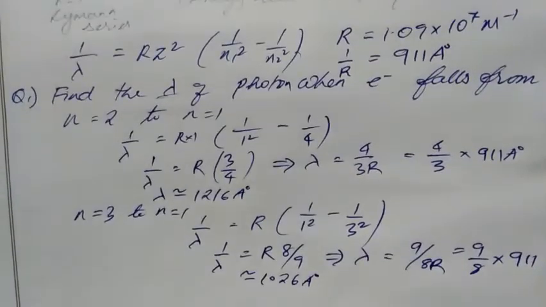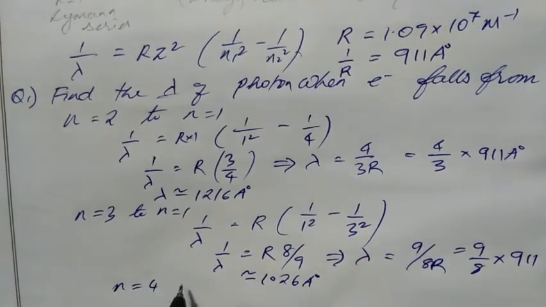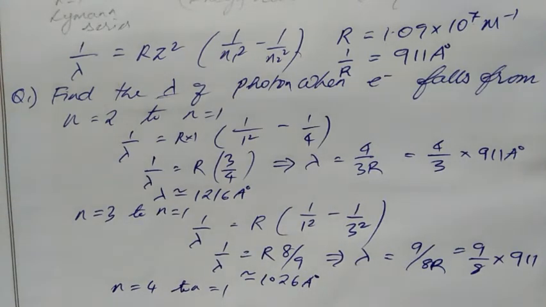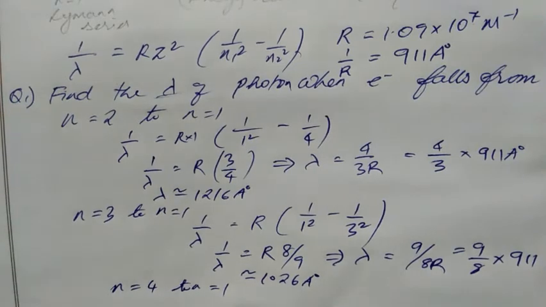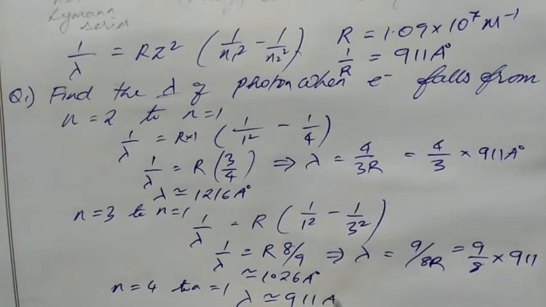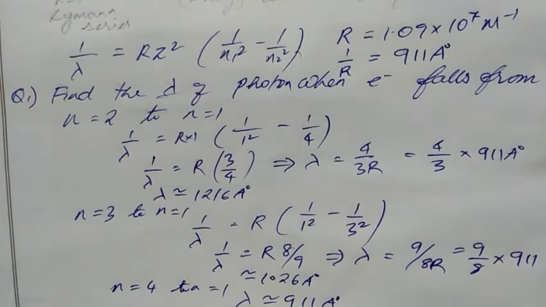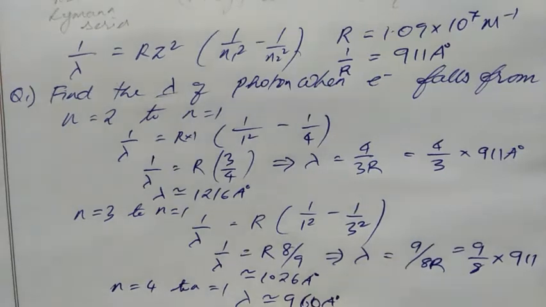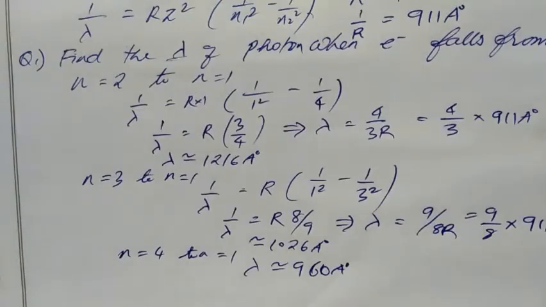Then if I take n equal to 4 to 1 and do all the steps, you will get the answer, lambda is 960 angstrom. So like that it goes on.